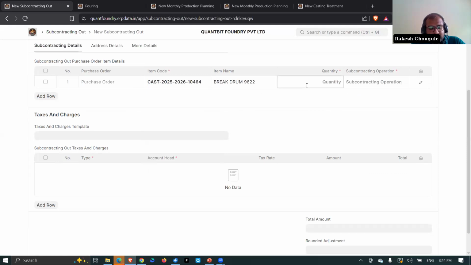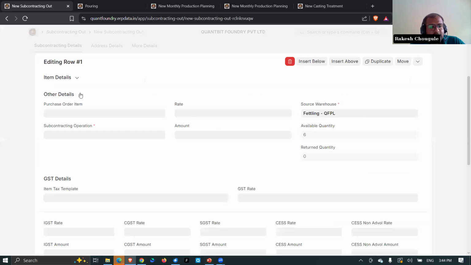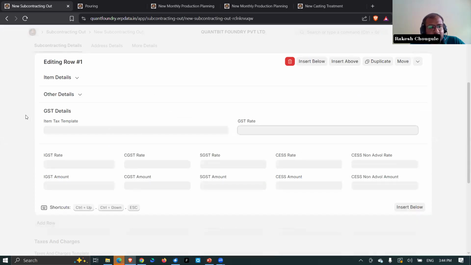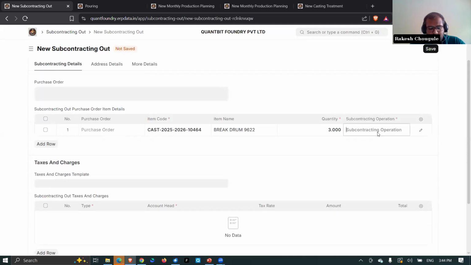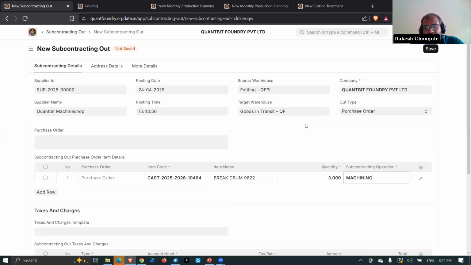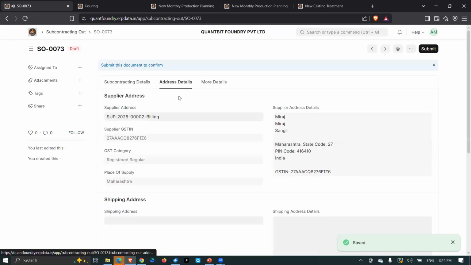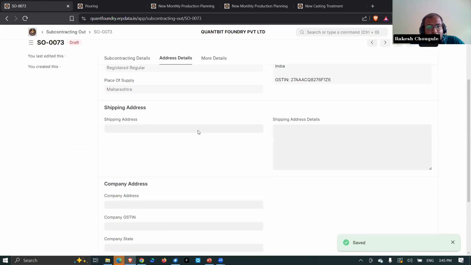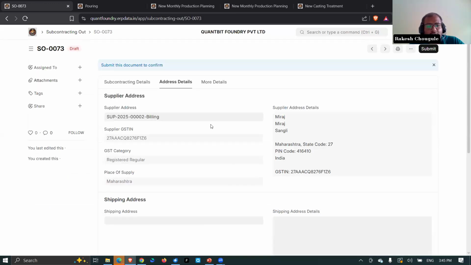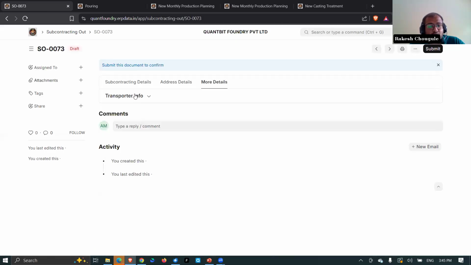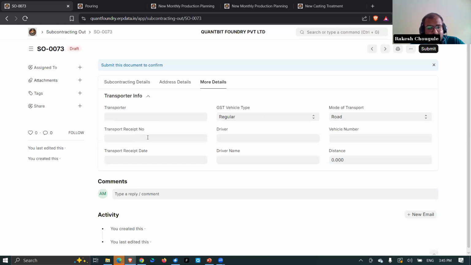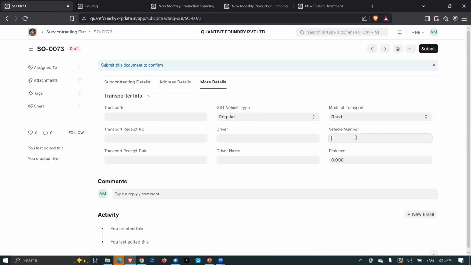In casting I will add the subcontracting item. Here you can see the rate and the operation, machining. Only this information is sufficient for making the outward challan. If the address is updated in the master, then the address of our subcontractor will be there. After submitting this, we can add transportation information also for the e-way bill requirement: driver, vehicle number, and all.